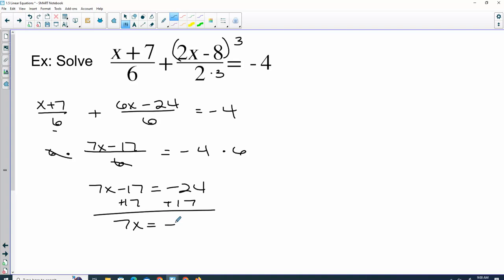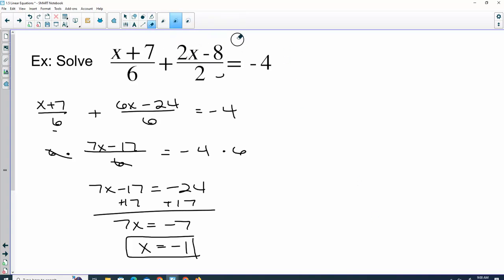7x equals -7. Divide, and we get -1. Can anyone tell me another option for how I could have solved this? Let's just talk through some different things and see how you guys prefer.